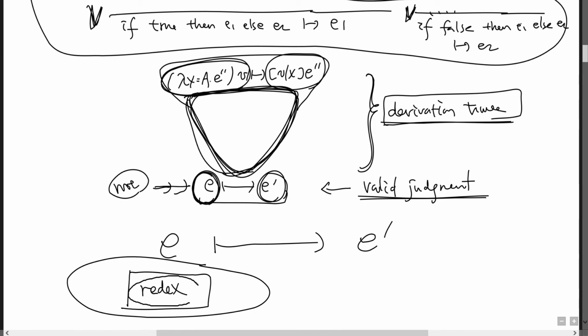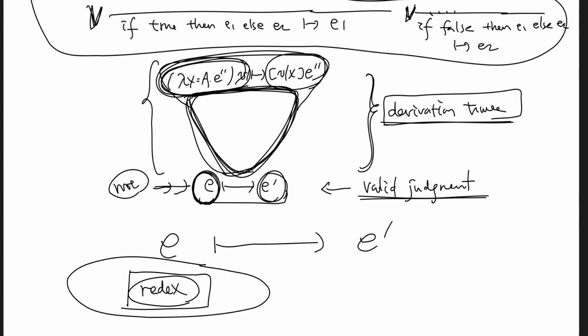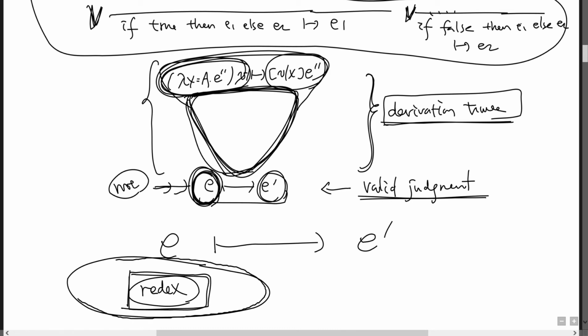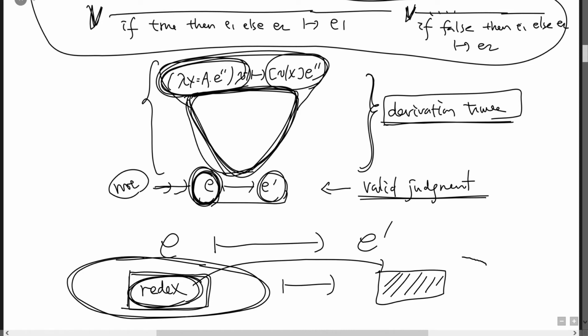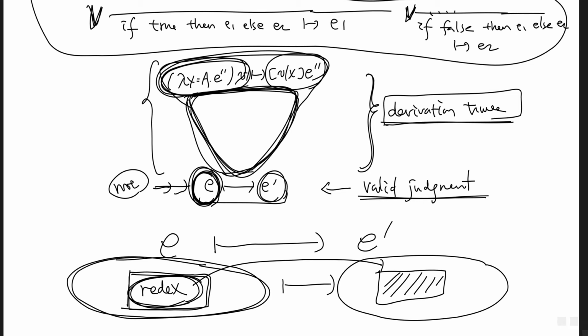And this red x will appear at the position of a leaf in this derivation tree. So in practice, if you'd like to reduce this expression e, then you want to quickly find the red x inside this expression e. Then what you can do is just reduce this red x. So this red x becomes some different expression, and then you leave the rest as intact. So let's take a look at a concrete example. So this is the basic observation.